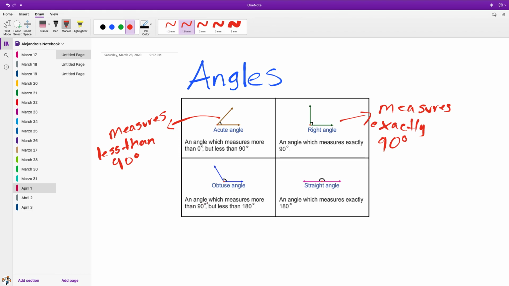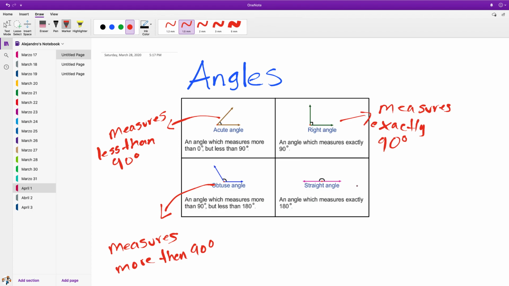Right here down below we have an obtuse angle. That's an angle which measures more than 90 degrees but less than 180 degrees. In other words, an obtuse angle measures more than 90 degrees, right? Good. And we have here the last one, which is the straight angle, an angle which measures exactly 180 degrees.